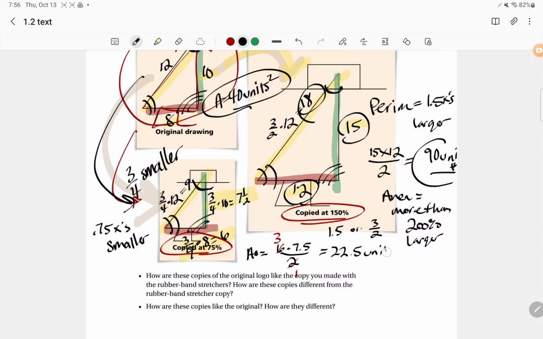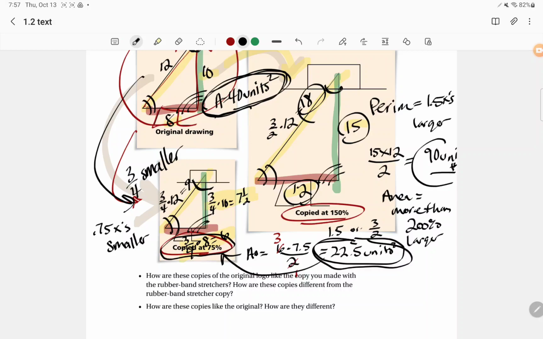22.5 units squared. All right, so now if you look at the area of the small one, and again, we just made up these numbers, but it doesn't matter. This gives us a good idea of how those areas are related. You notice that the area at 3/4 is just over half. And so the area got much smaller. It didn't get smaller by a rate of 75%. It got much, much smaller than that.